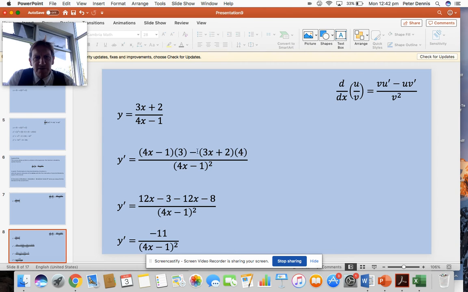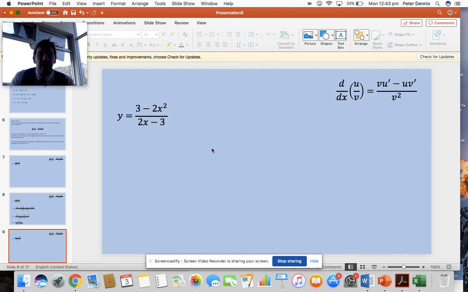Now what we've got is this minus changes everything. So 4 times 3x is 12x, but it's minus 12x. 4 times 2 is 8, but it is minus 8. And again, once we get to there, it's just collecting like terms.